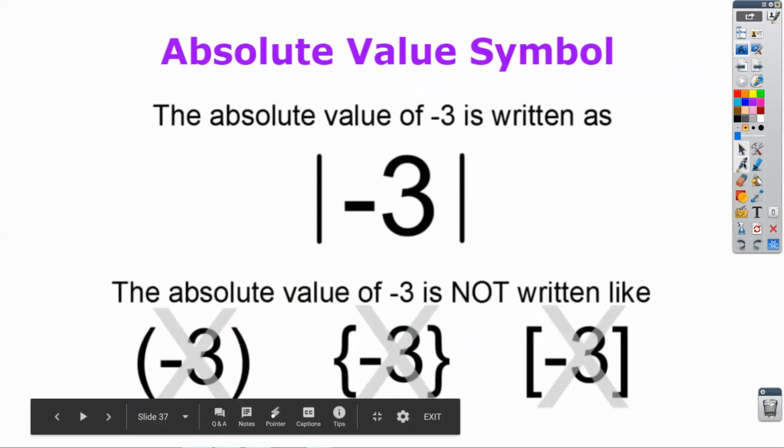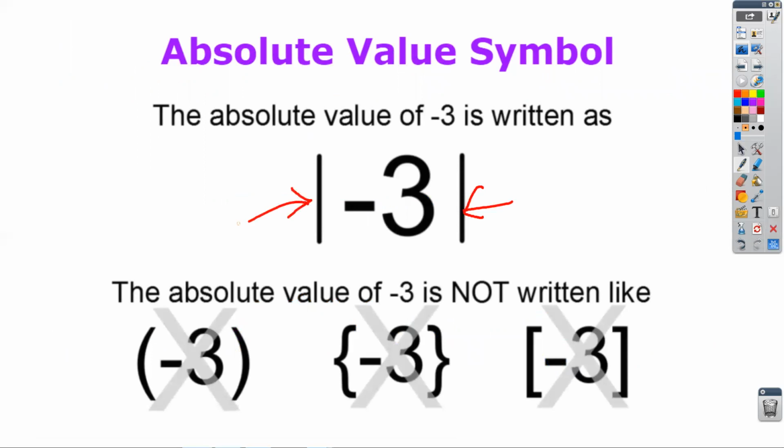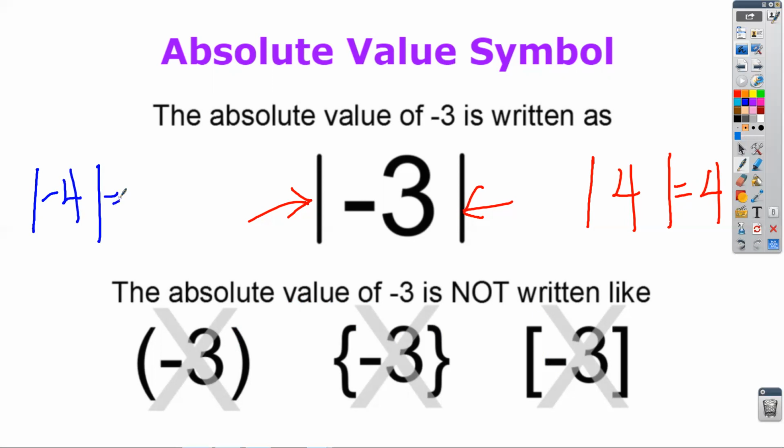Now, when we write absolute value, we use these vertical bars right here. So on the previous slide, if I said the absolute value of 4, I would write that as |4|, which we said was 4 jumps away from 0. And if I wanted to say what's the absolute value of -4, well, again, it was also 4 jumps away from 0. So they have the same absolute values.